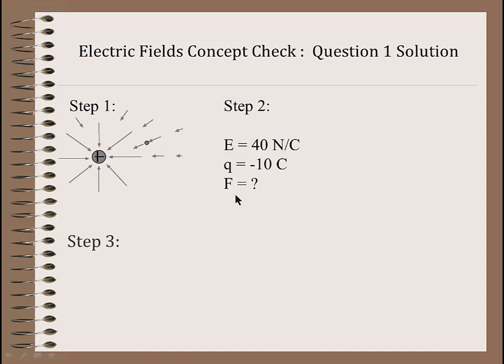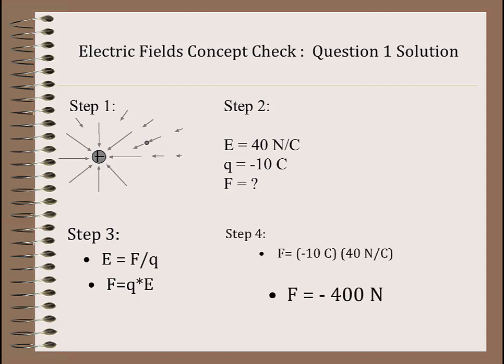Step 3, we write out the equation that relates our knowns and unknowns. In this case, we simply have the electric field equation, E equals F over Q, which we can rearrange as F equals E times Q by bringing it up. So that way when we substitute in step 4, we just take our charge Q of negative 10 coulombs and then our electric field of 40 newtons per coulomb, and we simply get an answer of negative 400 newtons.